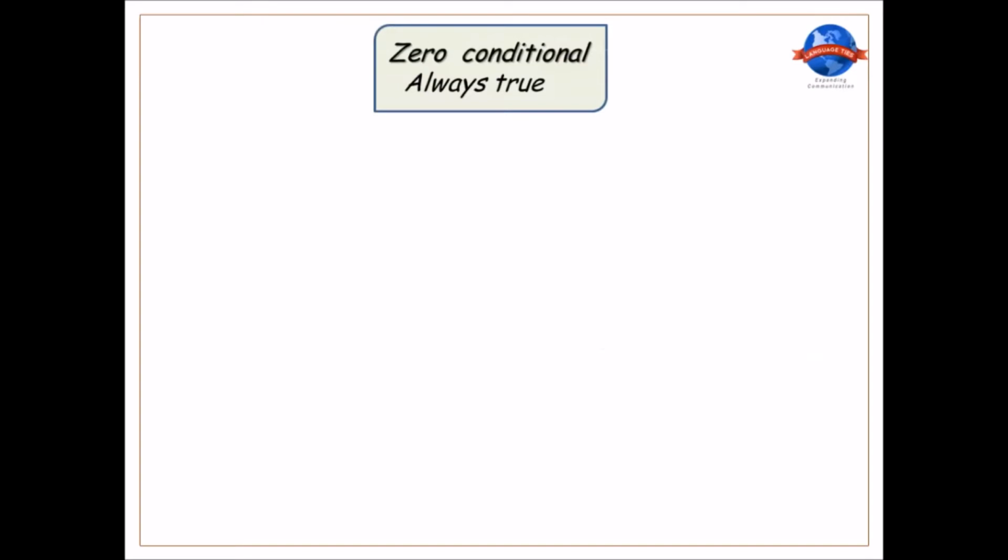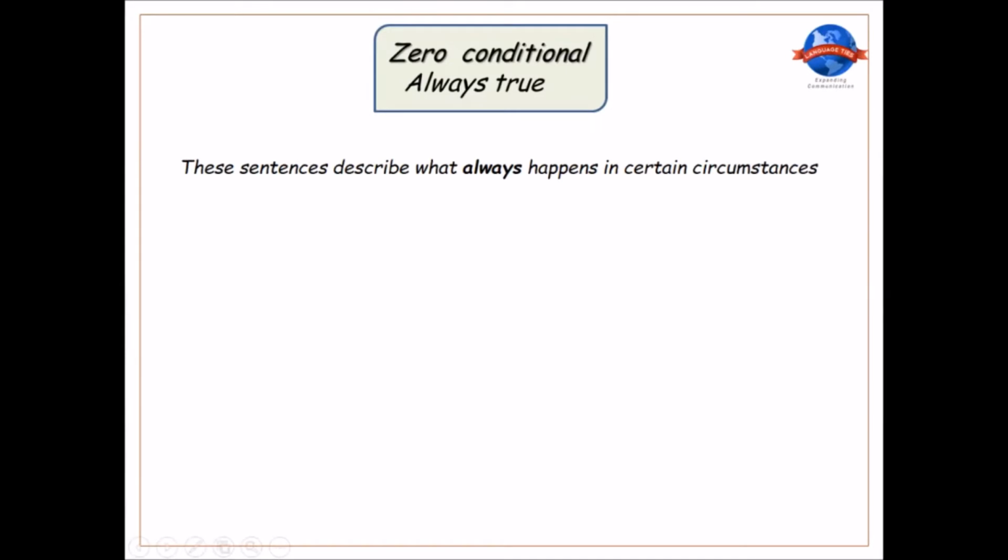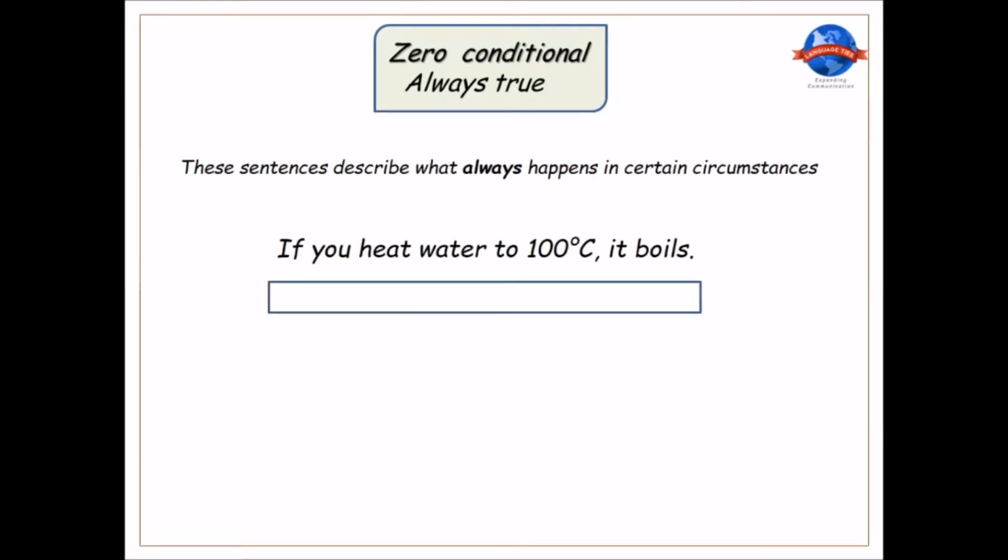Let's go to 0 conditional, always true. These sentences describe what always happens in certain circumstances. For example, general truths or scientific facts. If you heat water to 100 degrees centigrade, it boils. So the structure is if present in the conditional clause and present in the main clause.